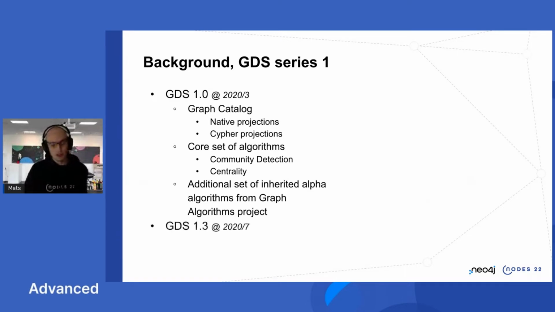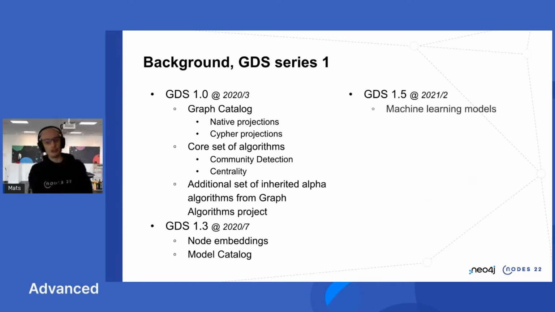Fast forward a few months, we shipped GDS 1.3, incoming our node embeddings. This was a key development for empowering machine learning in particular. And with them came also the introduction of the model catalog, where we can store our machine learning models. Two months later, the next year, two versions later, GDS 1.5 came. And now we actually don't just have node embeddings, but we've added machine learning models to the product. Node classification and link prediction in particular. And then 1.6 came with subgraph projections, which I will exemplify in the demonstration. I will also go through it towards the end of the presentation.